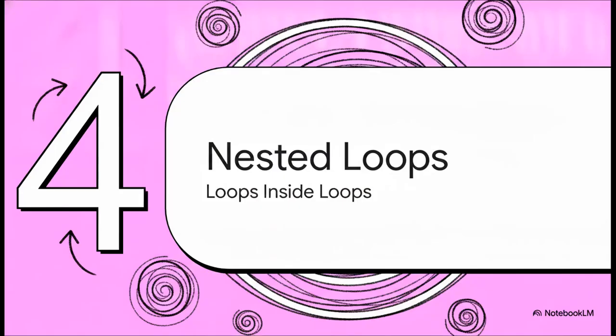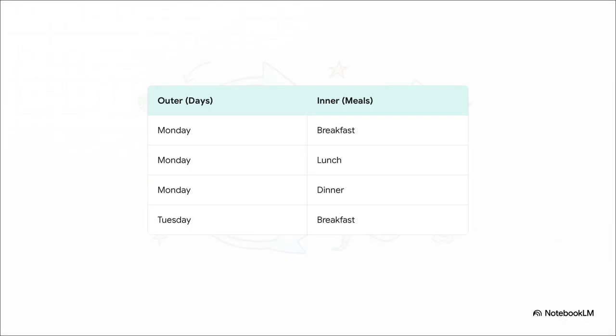Okay, Section 4. Let's talk about loops inside of loops, also known as the nested loop. You know, you can actually put one loop completely inside another to build a really fascinating structure. Imagine an outer loop that travels through the days of the week, Monday, Tuesday, Wednesday. Inside that, we have an inner loop, traveling through meals, breakfast, lunch, dinner.